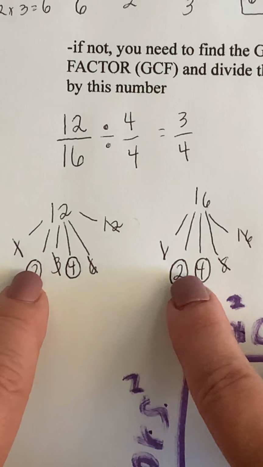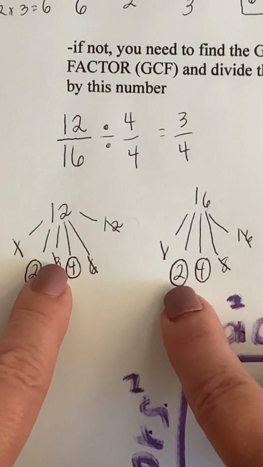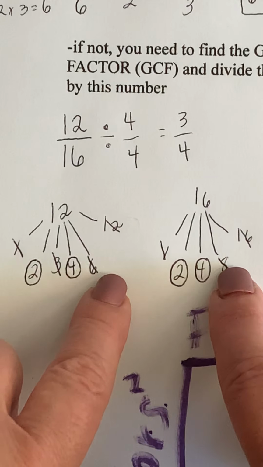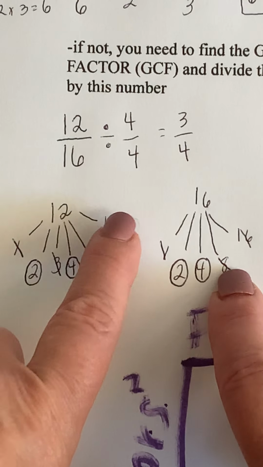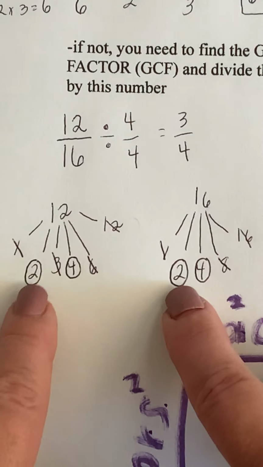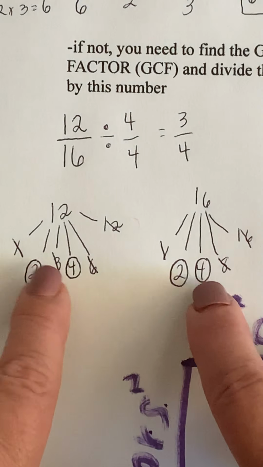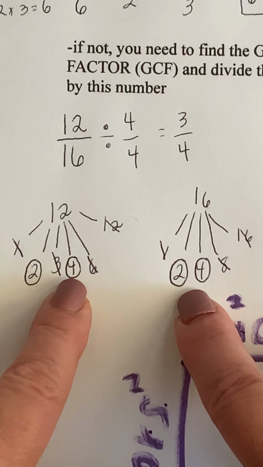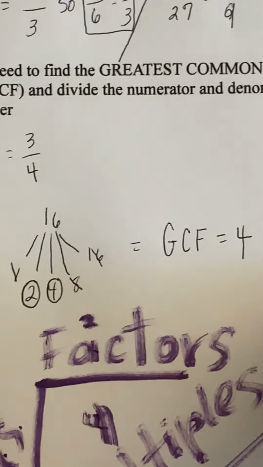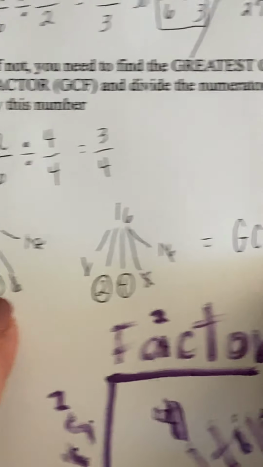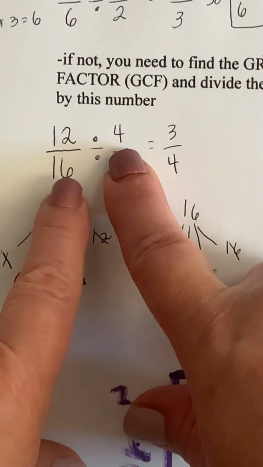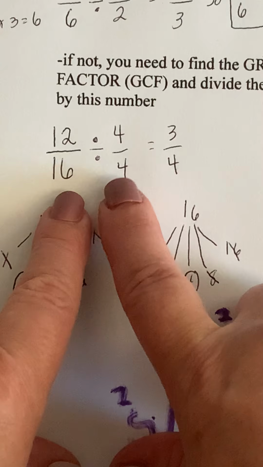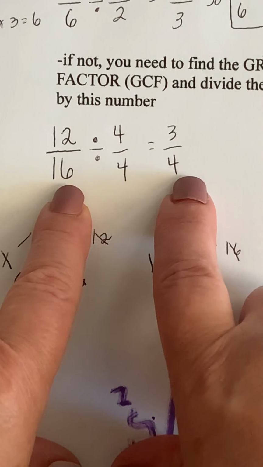Now, 2 we have in common. We don't have 3, so I marked it out. We have 4 in common. We don't have 6 or 8 in common, and we don't have 12 or 16. So we have 2 common factors. That's 2, and that's 4. Now, out of 2 and 4, what's my greatest common factor? Yep, it's 4. So what are we going to do with 4? We're going to take our numerator, 12 divided by 4 is 3, and 16 divided by 4 is 4.